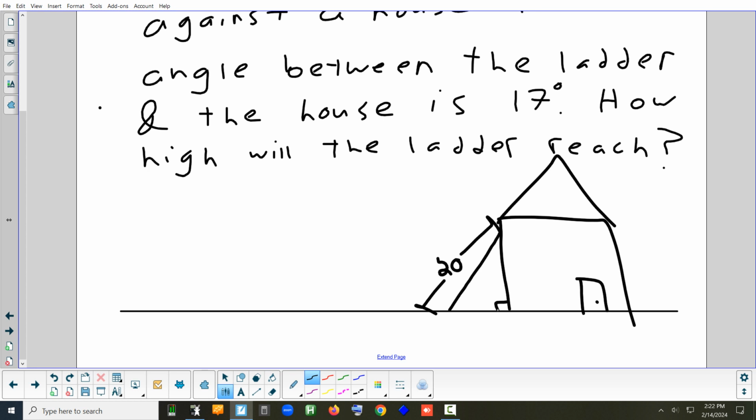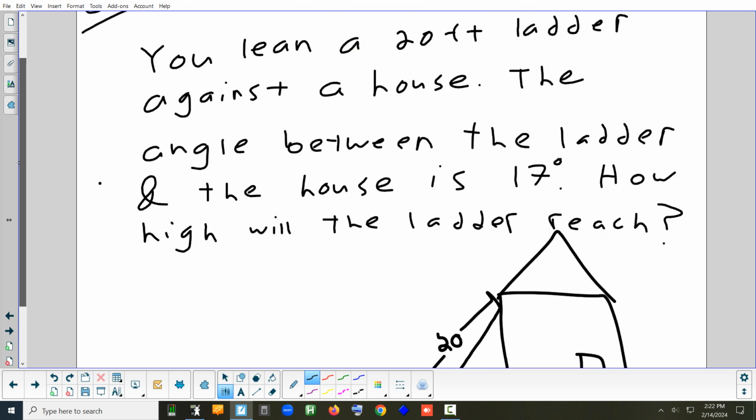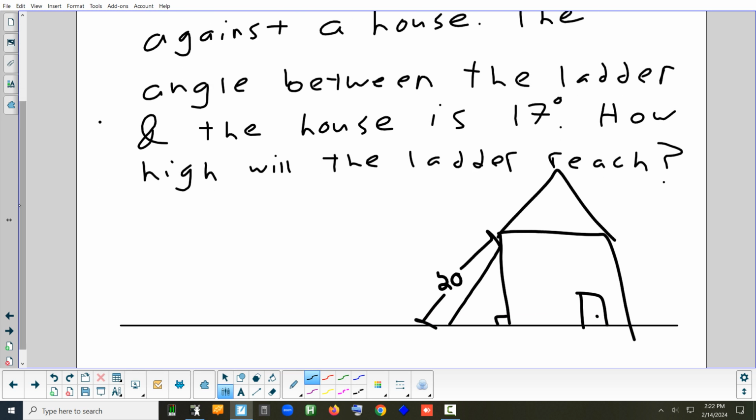Oh, okay. So we got a 90-degree angle. And where does the 17 go? At the top. It's not the angle between the ladder and the ground. It's the angle between the ladder and the house. So that is 17. So here's your triangle. And what are you trying to find in that triangle? The side that goes up against the house, to see how high the ladder will reach.